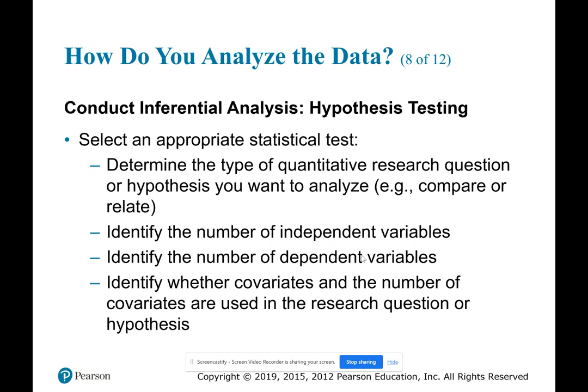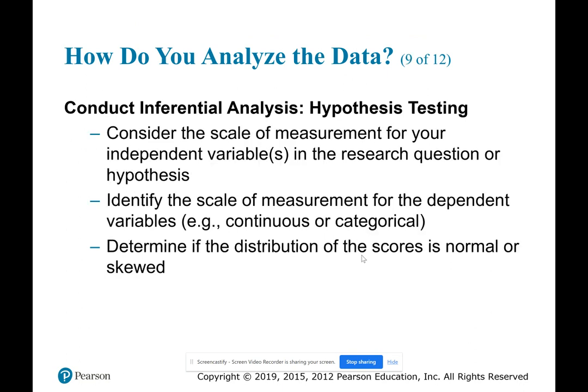Number 2, how many independent variables? Number 3, how many dependent variables do you have in one research question or hypothesis? Number 4, are you going to control statistically your covariates? Number 5, how are you going to measure your independent variables?